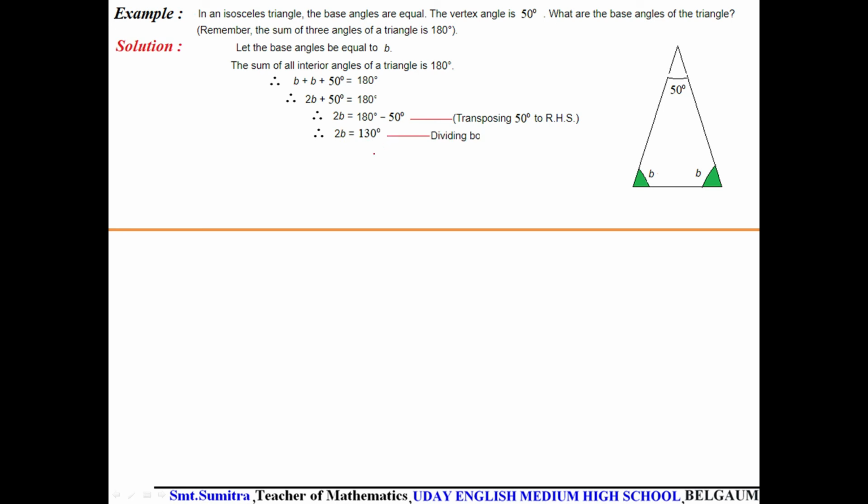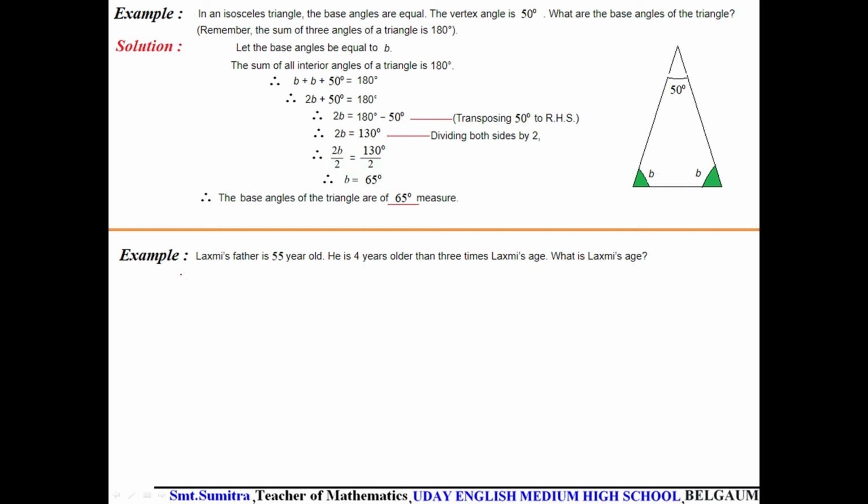To find B, we divide both the sides by 2. Cancel this 2. So what is B? B equal to 65 degree. The base angles of the triangle each are equal to 65 degree. Let us see one more example. Please copy the question and see the answer in detail. We have to find Lakshmi's age.